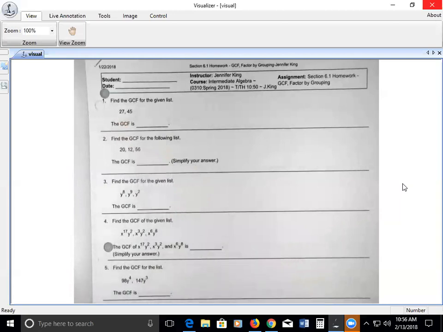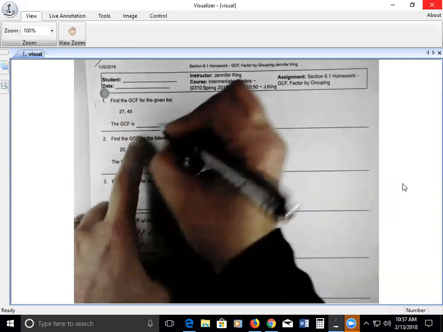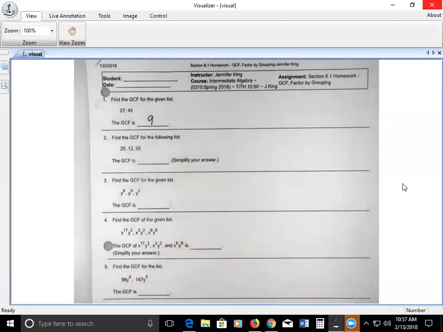Is 45 divisible by any of those values? 9. Okay, 45 is divisible by 9 because 45 divided by 9 is 5. So what is the greatest common factor between 27 and 45? 9. That's what you're looking for. You're looking for that GCF. If you don't know how to do that, there are a couple of different methods, and I can show you all of them.